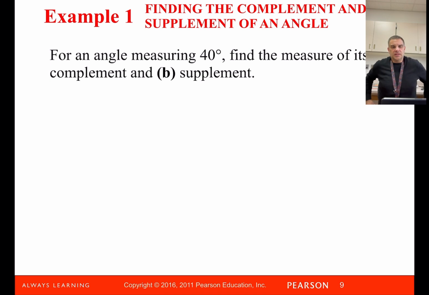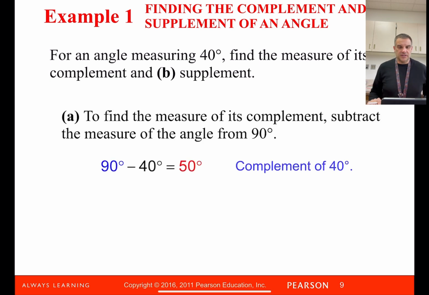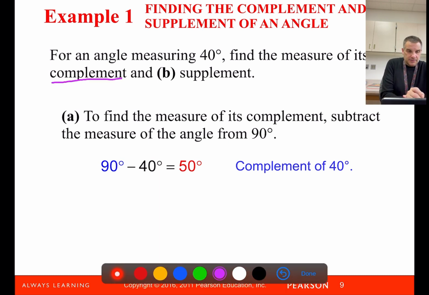So finding complementary. So in this example, we're going to find the complement and supplement of an angle. For a 40-degree angle, we're going to find the measure of its complement, and we're going to find the measure of its supplement. To find the measure of a complement means two or more angles that add up to 90 degrees. So complement is 90 degrees.